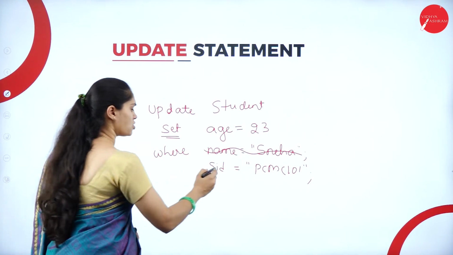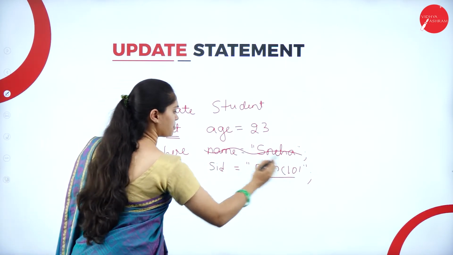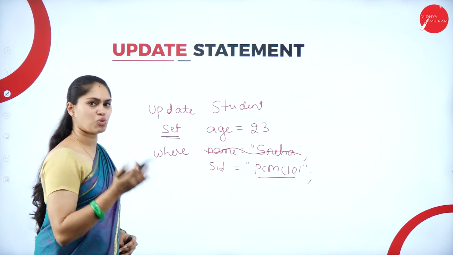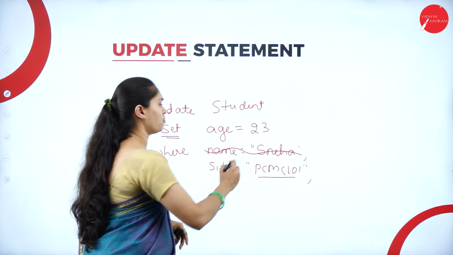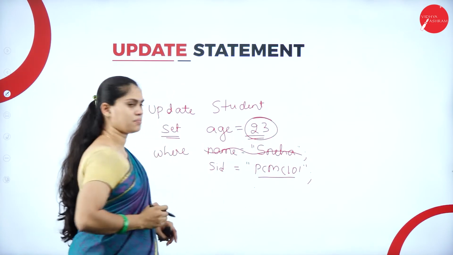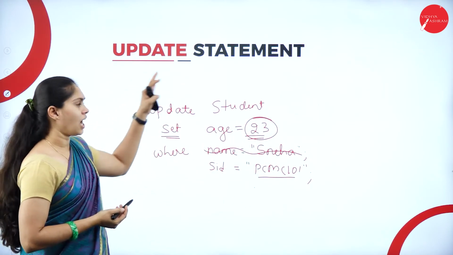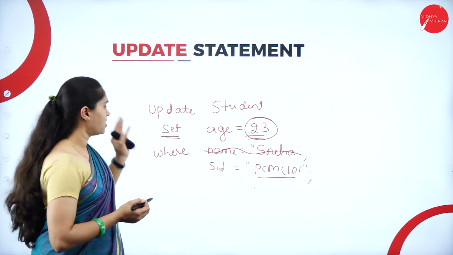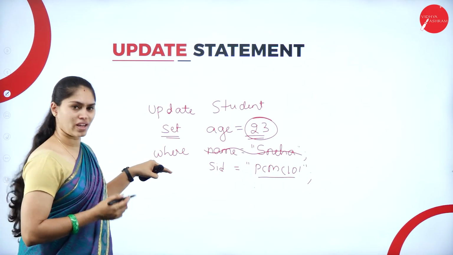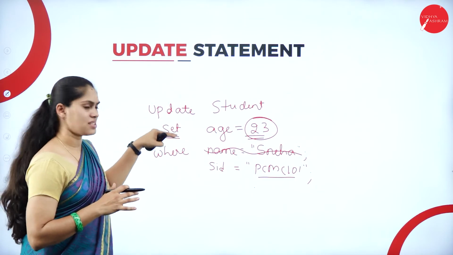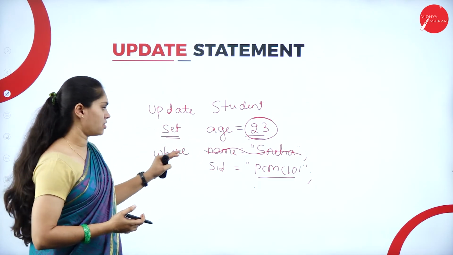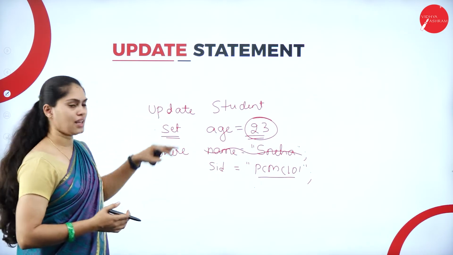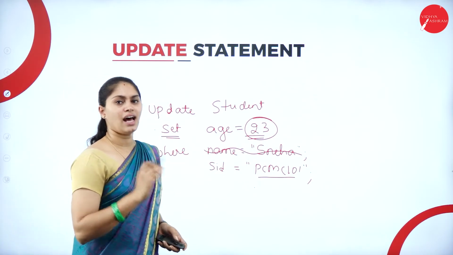So whoever the student whose ID is PCMC 101, whatever the age was in that table, that age is going to be updated to 23. This is how we are going to use this update statement, right? So now, update, set, where. This is what you have to remember. We are setting a certain value for a particular column based on a certain condition of a particular table. This is regarding the update statement.